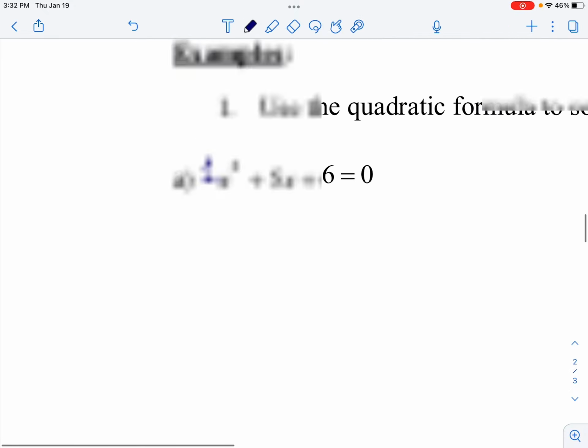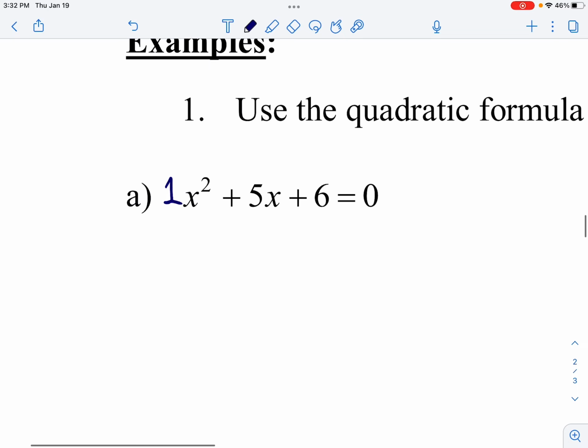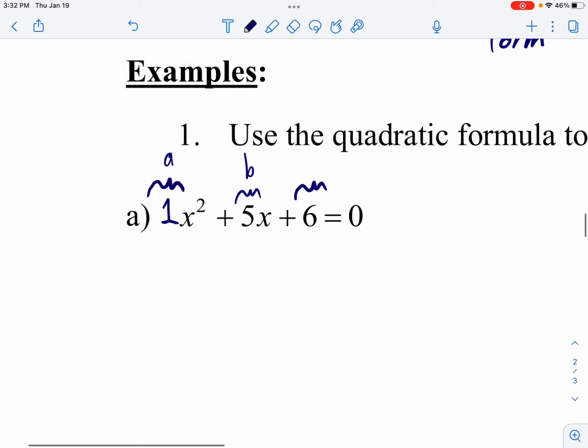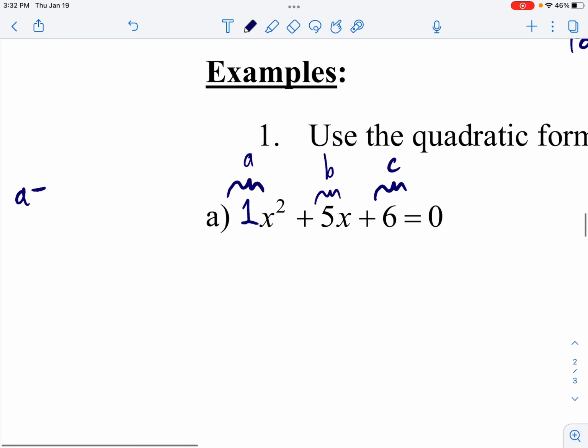Next thing you do is you name all your coefficients, okay? So the coefficient, the number that's next to x squared, we call A. The number that's next to x, we call B. And the constant term, i.e. the term that doesn't have a variable on it, we call that C, okay? So here, A, that number next to x squared is equal to 1. B is equal to 5. And C is equal to 6, okay?